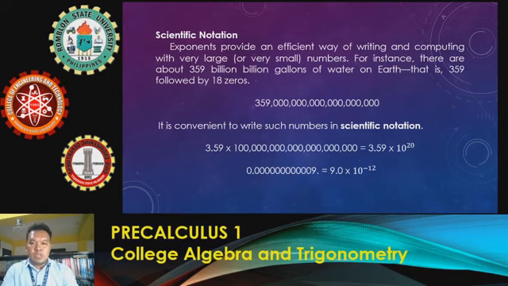Kung for example, itong 359 billion gallons. So, kung isusulat natin naman siya, may 18 zeros siya. Pero syempre, pag naka-scientific notation siya, pwede natin isulat siya as 3.59 times 10 raised to 20. So, may example pa isa dyan.